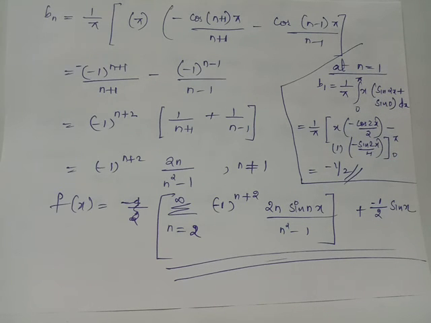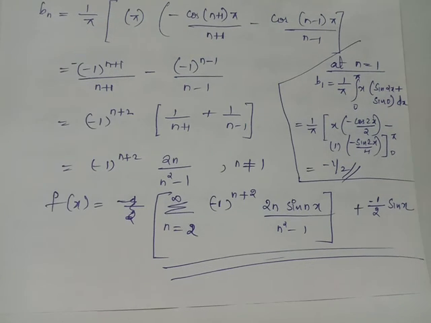Thus, we have f of x equals minus 1 by 2 sin nx plus summation n ranges from 2 to infinity minus 1 the whole raised to n plus 2 into 2n sin nx divided by n square minus 1, which is the required Fourier series expansion.